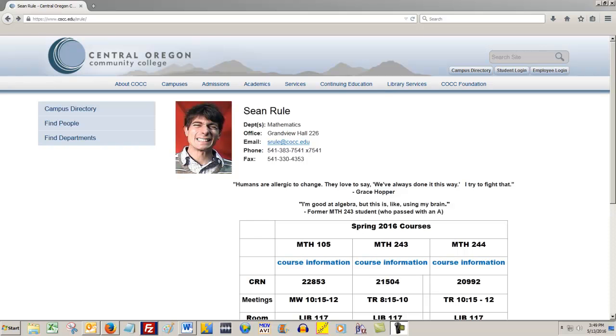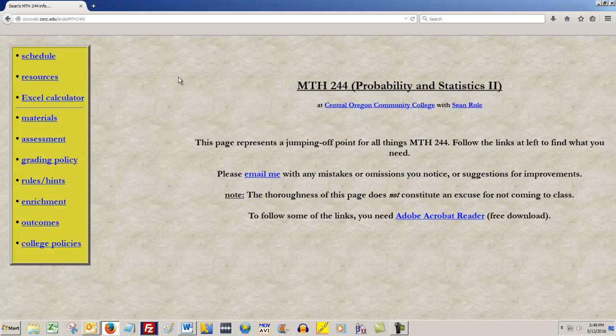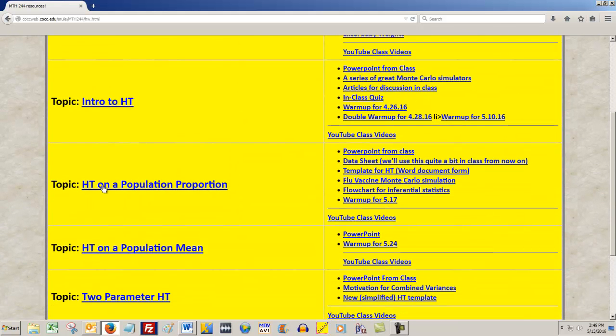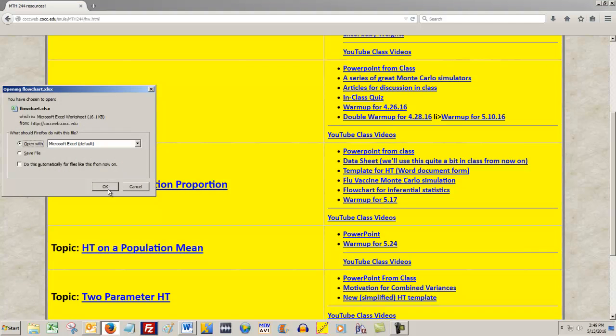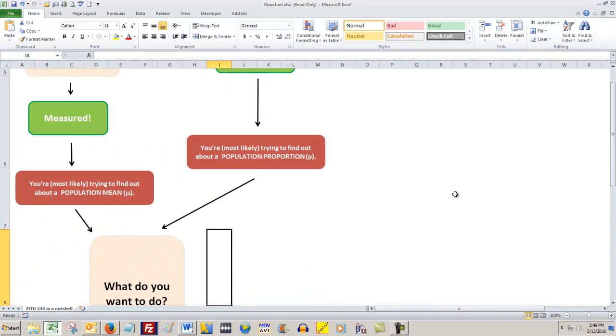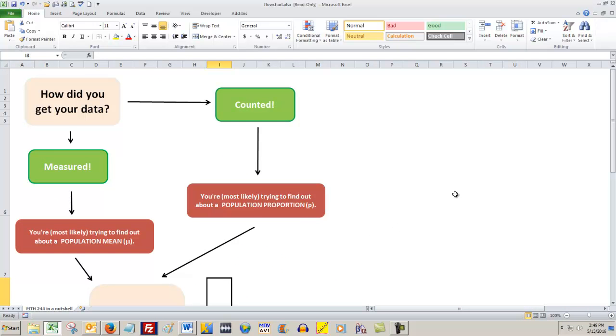So if you'll go with me, or just follow along, to your Math 244 page, the resources page, I've put a flow chart. If you take a look in the hypothesis test on a population proportion area, I put a flow chart in here. It's an Excel spreadsheet. I'm going to blow it up a little bit so you can see it better. I may have showed this to you, I think I did actually, a few weeks ago.